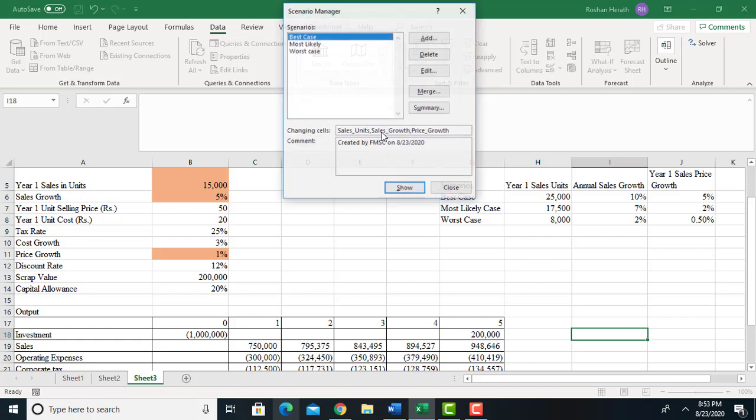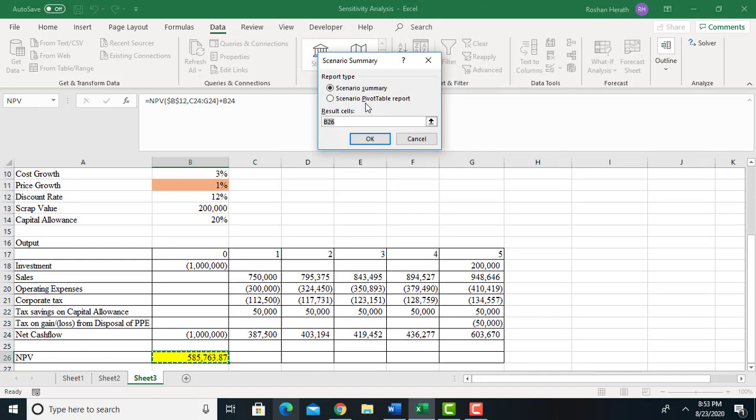Now you have added everything. Now you have the three scenarios with you. Now what you want to generate is a kind of summary. You can click on this Summary. Then you can ask it to give the scenario summary. Then it asks what your result cell is. That is the output. You can select one output or several outputs, but here we have only one output. I might select that. It has already been taken. Make it constant. Then it's better. Then you can say okay.